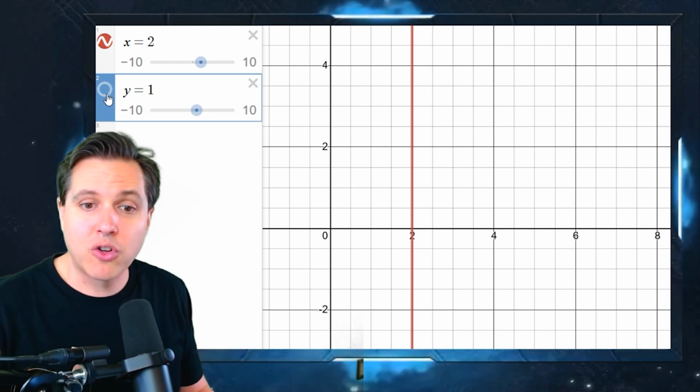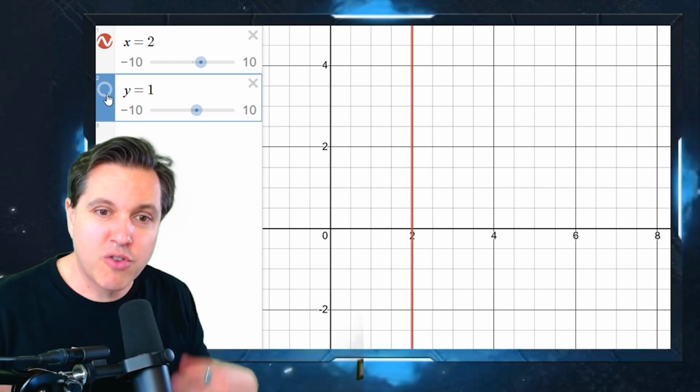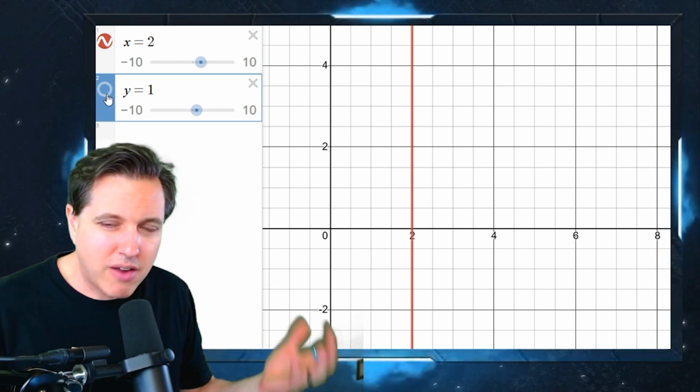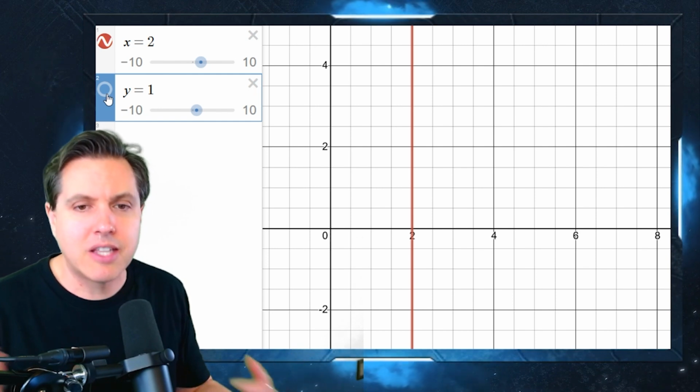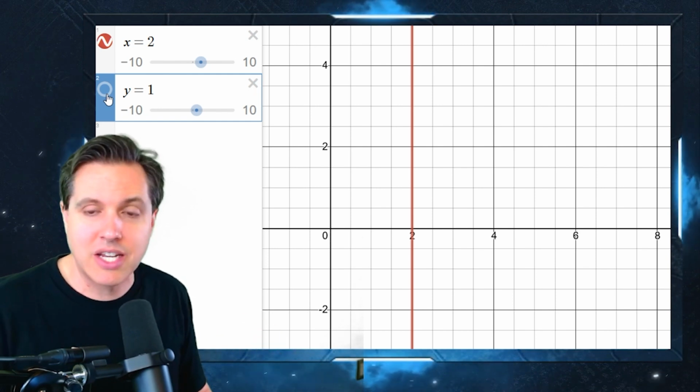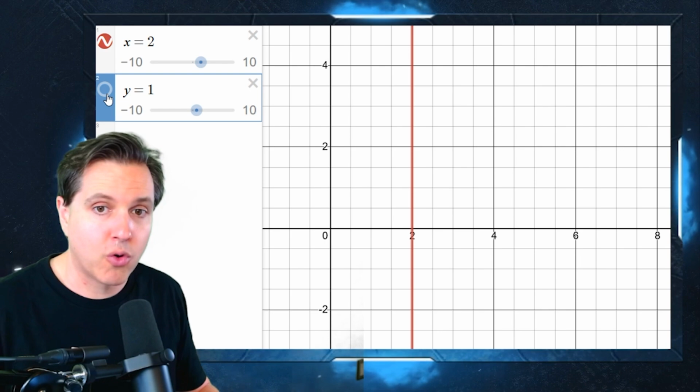The horizontal and vertical lines aren't very hard. I think people overthink it. They kind of think that it's harder than it is, and they put too much thought in it rather than just sitting down and graphing it for what they see there.